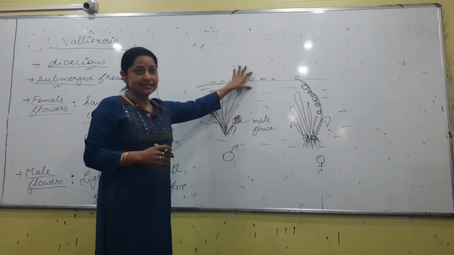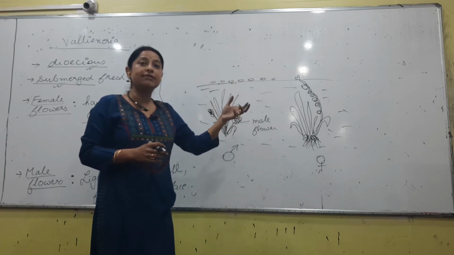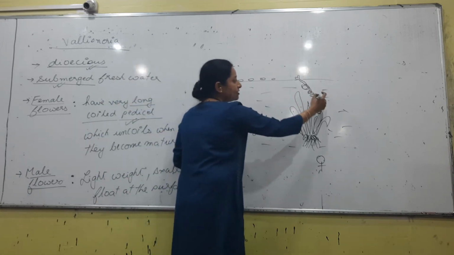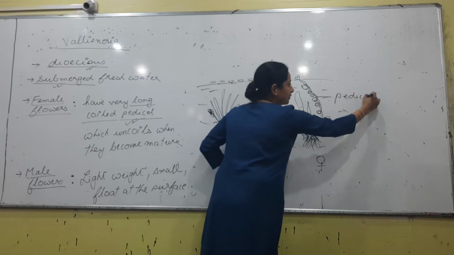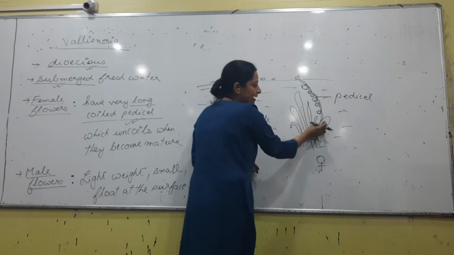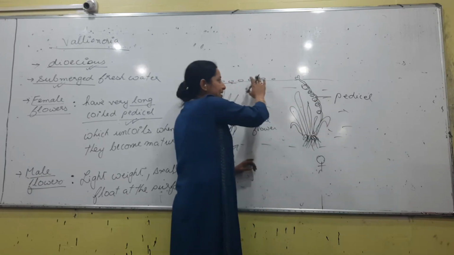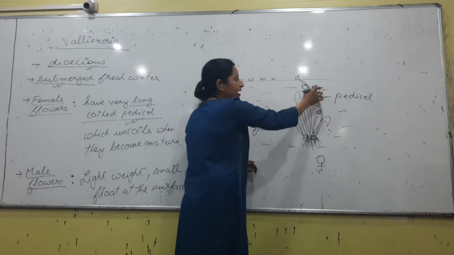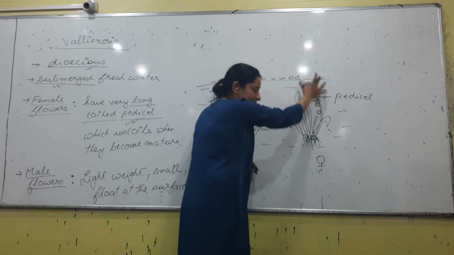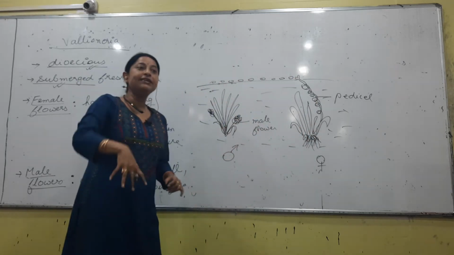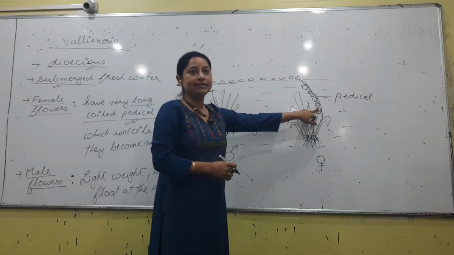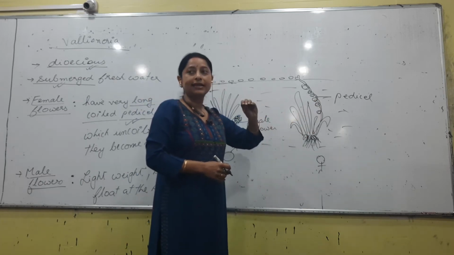If the male flowers are on the surface, then the female flower also has to reach the surface for pollination to happen. At the beginning, this female flower, what is this? Pedicel. This is the female flower because we have the stigma here. So this is the pedicel, which is long and coiled. When it matures, it uncoils. At the surface of the water, you have the male flowers and the female flowers, and the pollination will occur, and then they will come below. Understood? Now it is uncoiled. Normally it remains coiled.